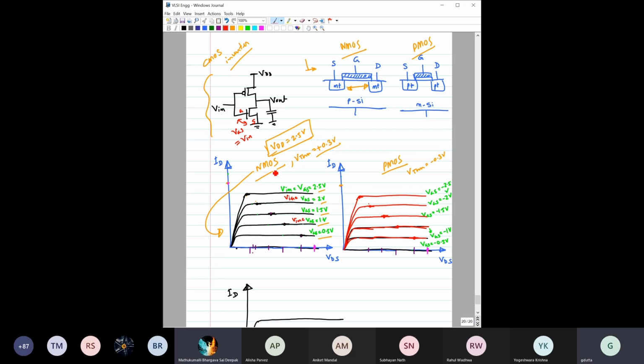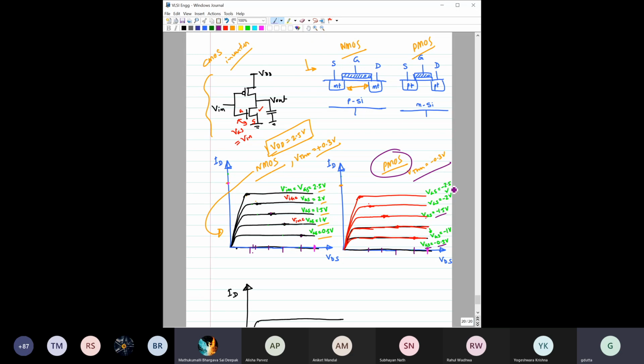Now let us shift our focus from NMOS to this PMOS. So what is happening in PMOS? Something interesting is happening in PMOS. For PMOS, threshold voltage is minus 0.3. So we have to reduce the gate potential from 0 till minus 0.3, no current. Minus 0.5, yes, VGS minus 0.5, some current. VGS minus 1 volt, current increases. Minus 1.5 increases. Minus 2 volt increases. Minus 2.5 increases further. We cannot obviously go beyond 2.5 because the maximum supply voltage is 2.5.